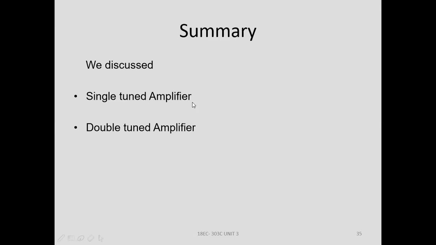There is poor reproduction of the signal, which is avoided in the double tuned amplifier with two tuned circuits. That means the bandwidth is increased with double tuned circuits, with a mutual inductance. The Q will be low in the double tuned amplifier circuit and the bandwidth will be high. And we also discussed the class A tuned amplifiers.